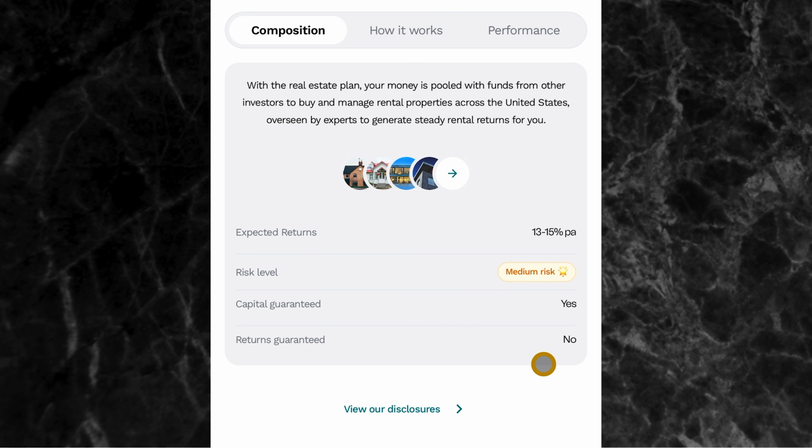Now, returns guaranteed, they said no. What this means is that if the investment fails, you are not guaranteed of getting the returns. That is the profit. That's the meaning. But your capital is guaranteed. You definitely get your capital. That's the meaning. So this condition is only if the investment fails.